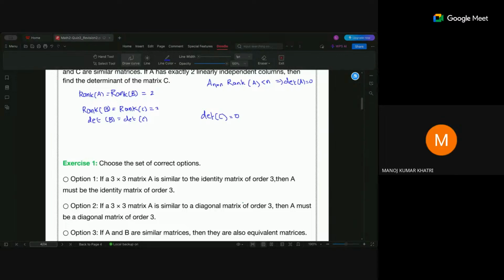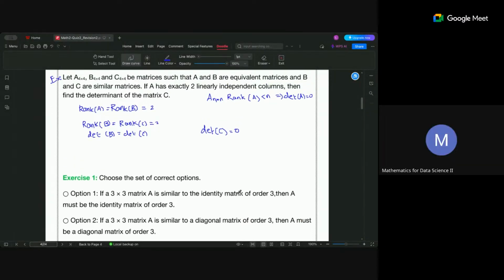Sorry to interrupt you. I'm just needing a little clarification. If the rank of A is less than n, then how is the determinant equal to 0, ma'am? See, that is an equivalent condition, right? Rank of A equal to n if and only if the determinant is non-zero. So only when all the columns of the matrix are linearly independent, then the determinant is non-zero. Otherwise, the determinant is 0, right?